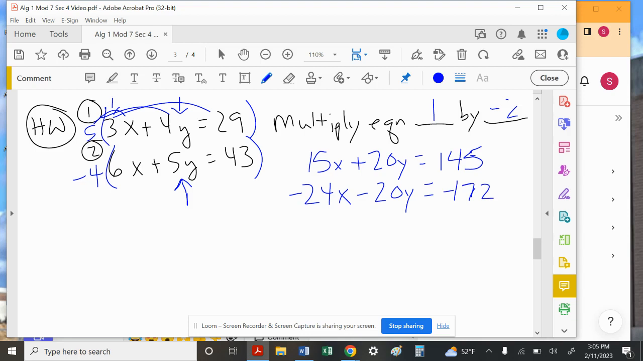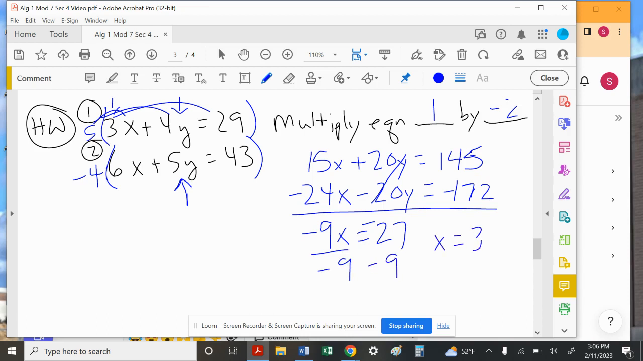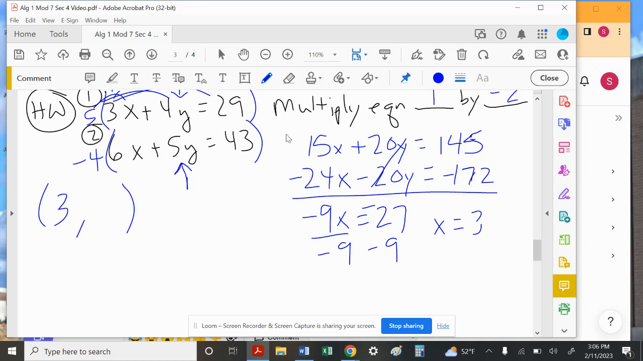And now I would add them. So 15 plus 24 is -9x. These two cancel. And when I add these two up, I get -27, because the larger number is negative. So I subtract the two numbers because one sign is positive and one sign is negative. And then I keep the sign of the larger number, which is negative. So I have -9x equals -27. I divide both sides by -9, and x equals 3. Even though I made this more complicated, I'm going to get the same answer. So you could try it by multiplying the top one by -2 and seeing how that works.